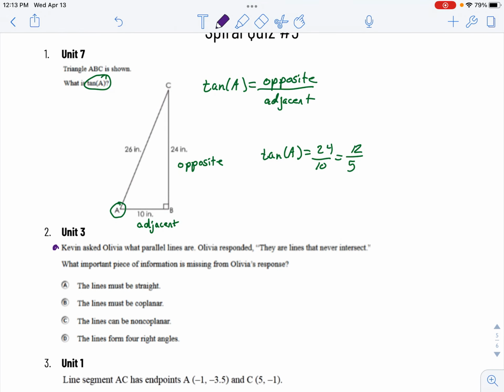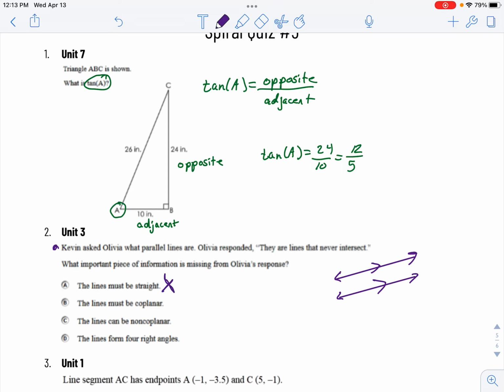Next one, Kevin asks Olivia what are parallel lines. Olivia responds they are lines that never intersect. So that is true. Here's a non-crappy example. Alright. So what important piece of information is missing from Olivia's response?